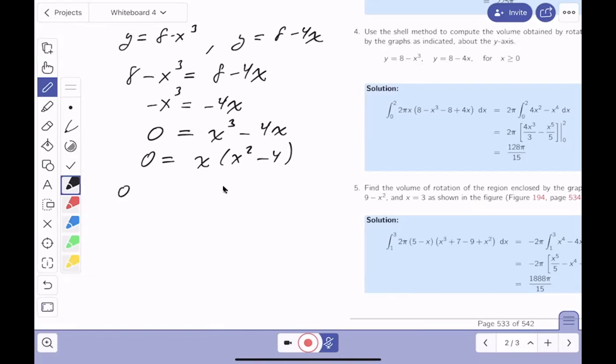Now, so 0. So if x is 0, what would y be? 8. That's a point of intersection. What's the next point of intersection? At plus or minus 2. I put down 2 first. And what would you get? 0. And if you put down minus 2, what would you get? Let's see. Minus 2 would give you 16. Okay, I got 3 points of intersection.